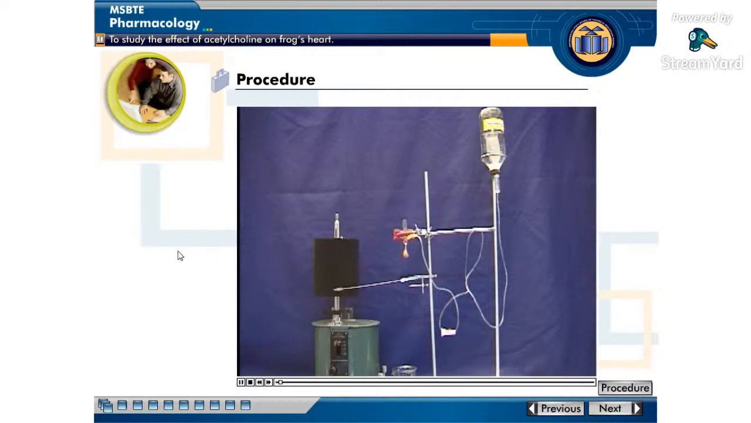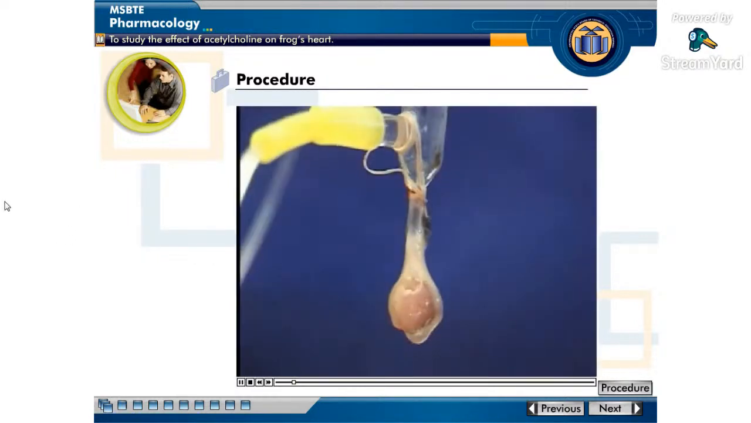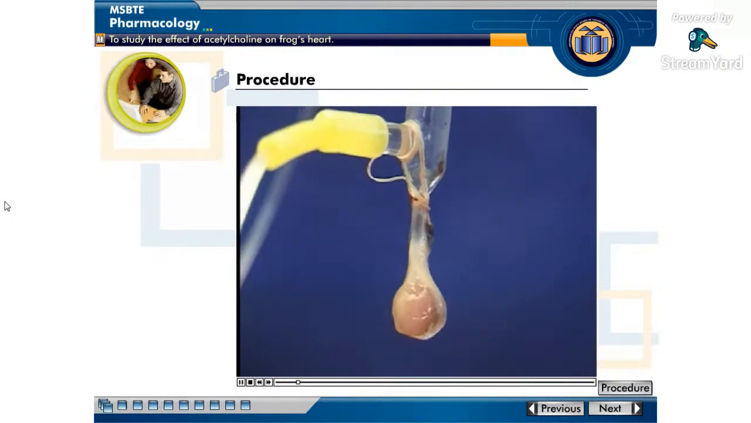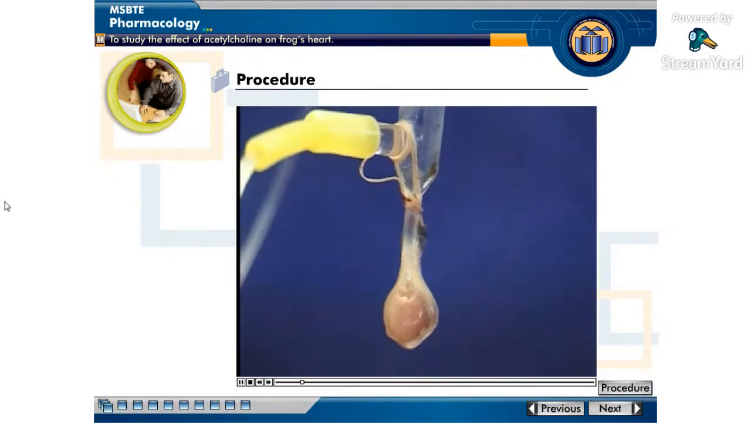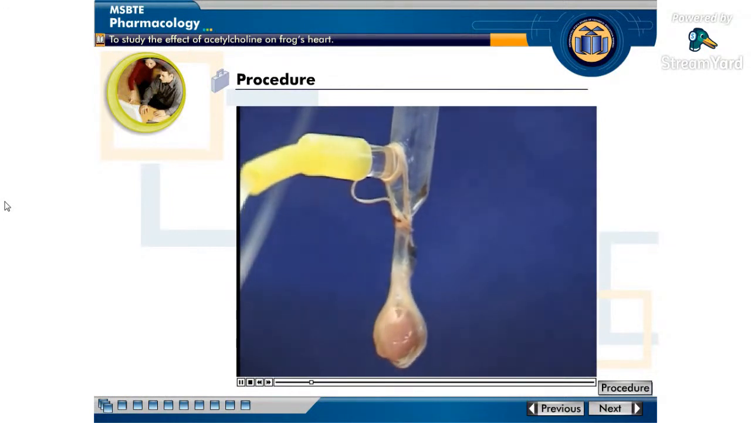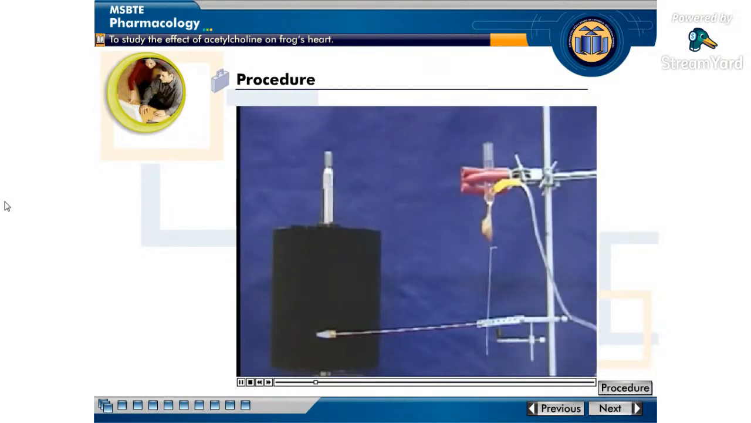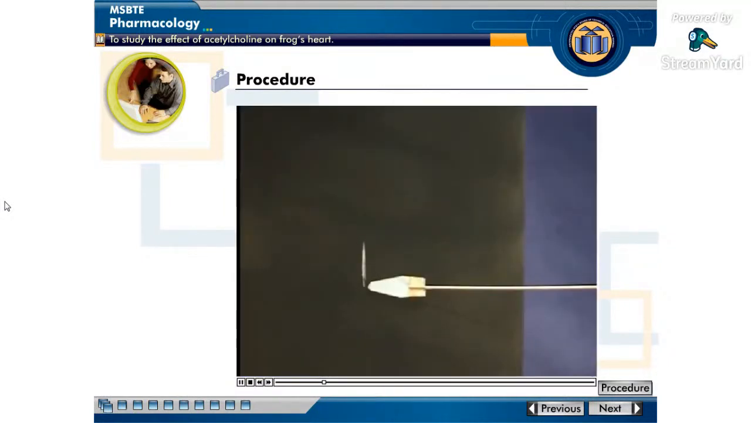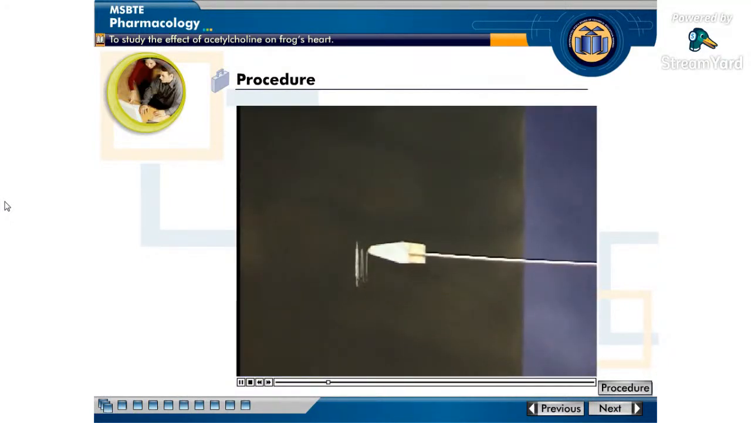We have already learned the isolation technique of frog's heart preparation. For studying effect of acetylcholine on frog's heart, perfuse the heart with frog ringer solution. Now start the drum and record normal contractions of heart on smoked paper for 1 minute.